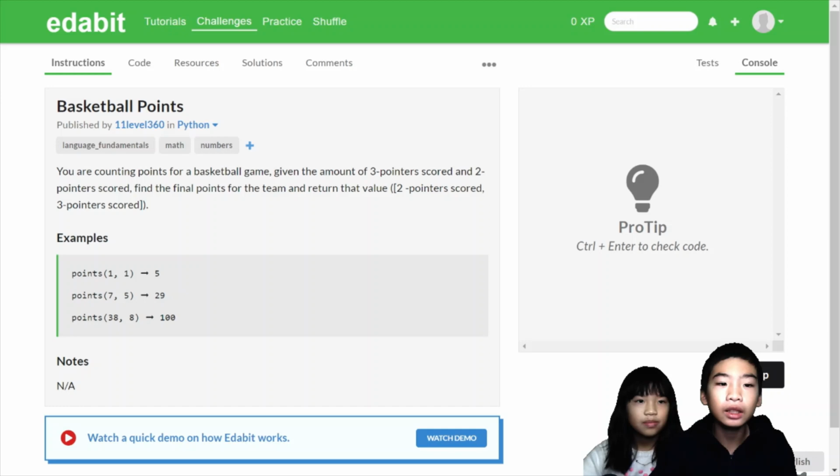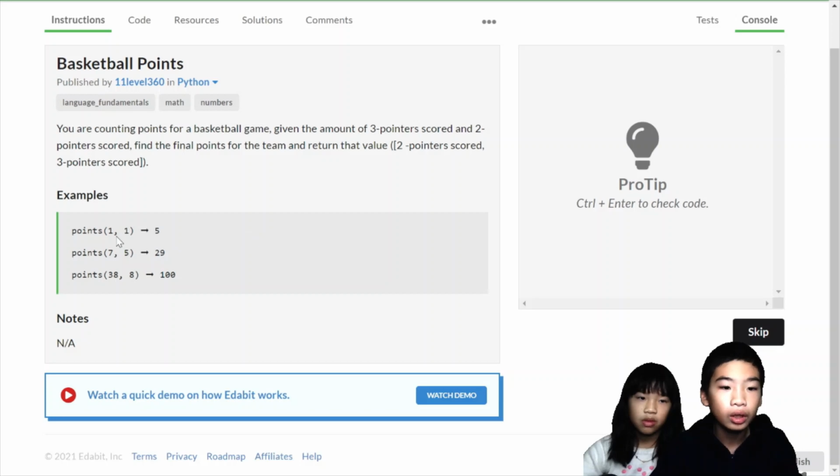It's called basketball points. The instructions are, you are counting points for a basketball game. Given the amount of 3 pointers scored and 2 pointers scored, find the final points for the team and return that value. Here it will give us 2 pointers scored and 3 pointers scored. Here there is 1 2-pointer and 1 3-pointer, so 2 plus 3 equals 5.